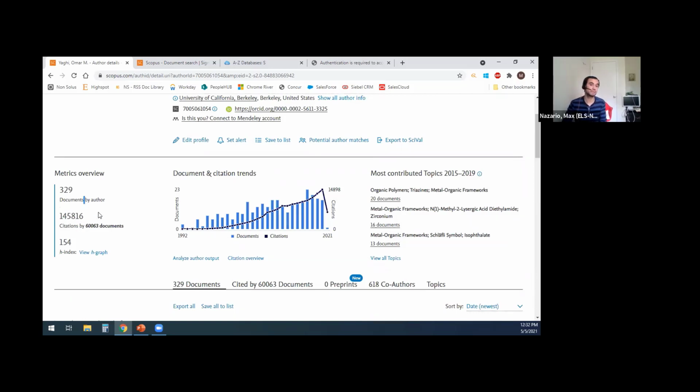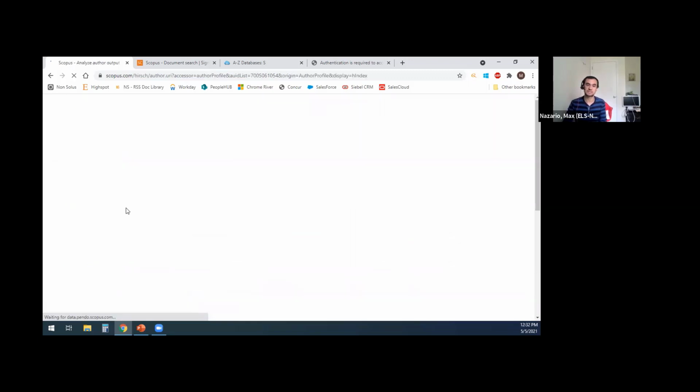How many documents have they published that are indexed within Scopus, and how many citations have those documents received within Scopus. You can also see very quickly the H-index of a given author. So if you are a faculty member and you want to track your H-index, or if you're an administrator and you want to identify the H-index for faculty members who are up for tenure, for example, you can also view that H-index, and you can see the H-index graph.